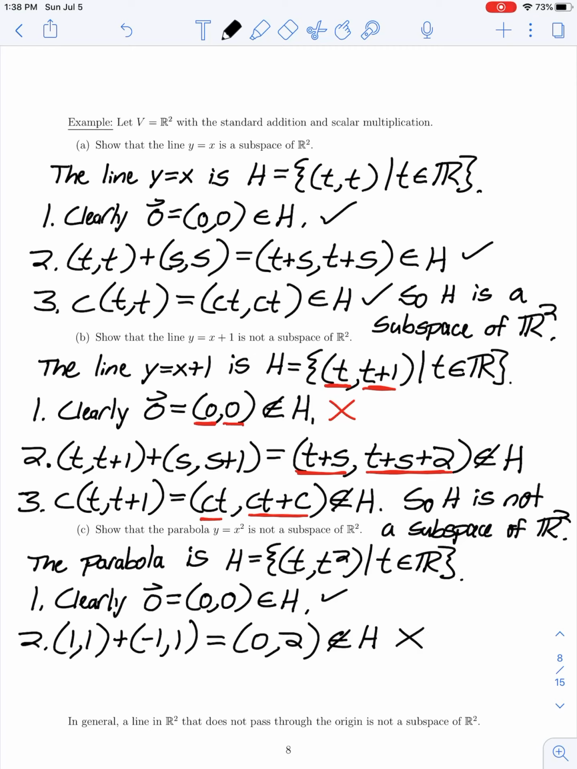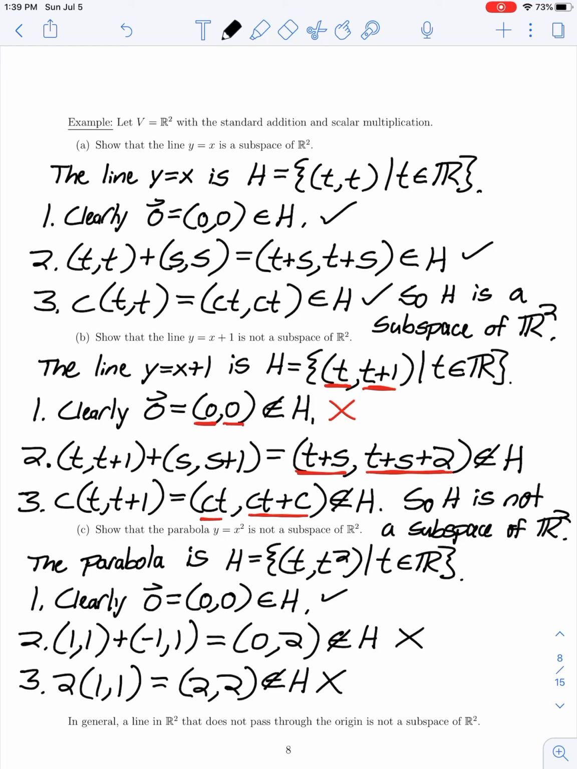So it is not closed under addition, so immediately we know that it is not a subspace of R2. And just to illustrate, we could have also shown that scalar multiplication is not closed. If we were to take, for instance, the scalar 2 times the vector (1, 1), which lies in the set H, we have the vector (2, 2), which is not an element of H, since the square of the first coordinate is not equal to the second coordinate.